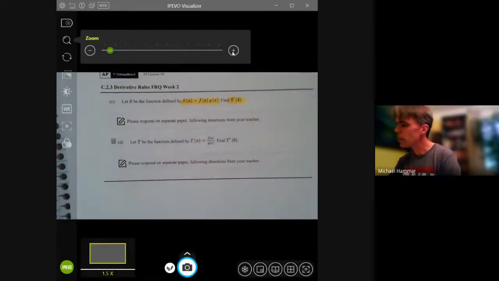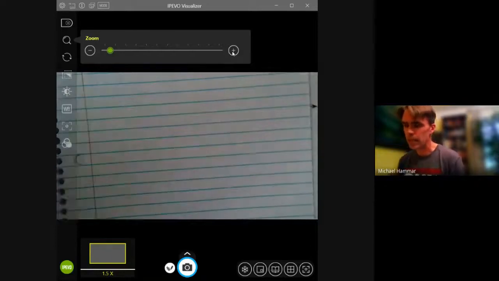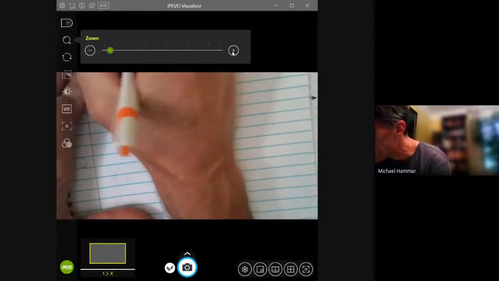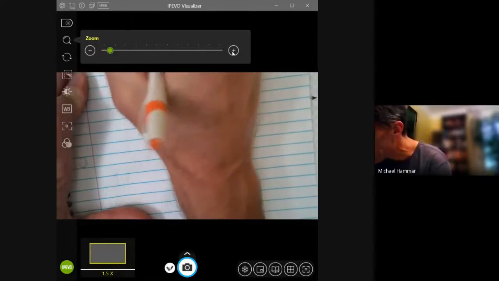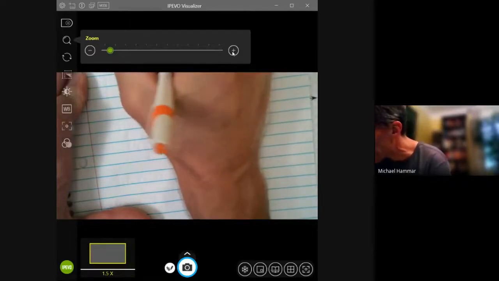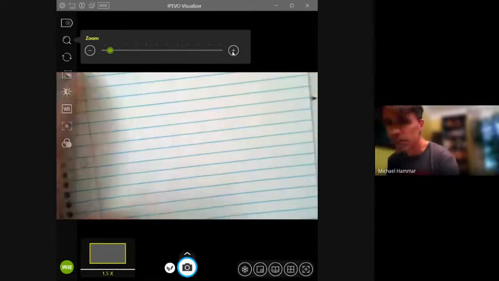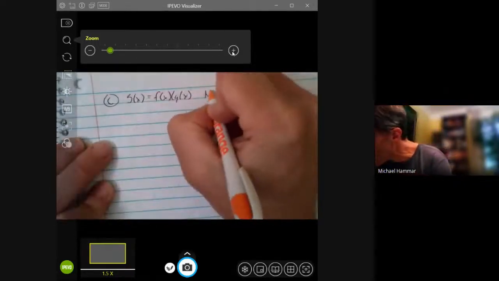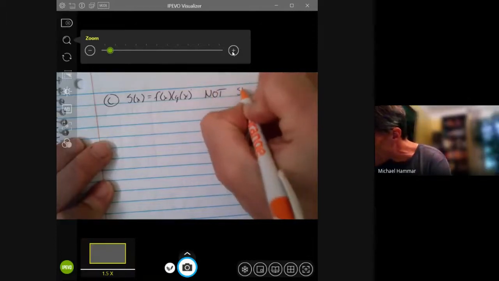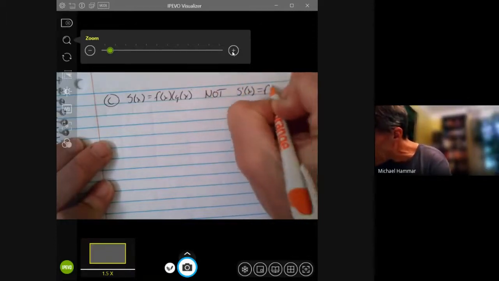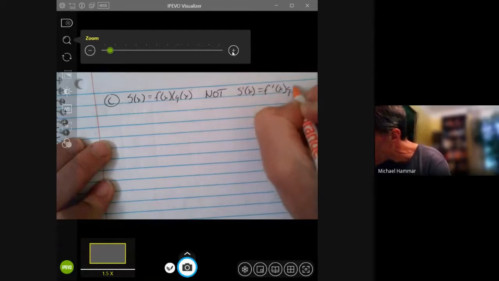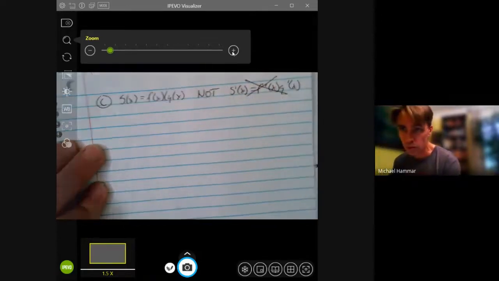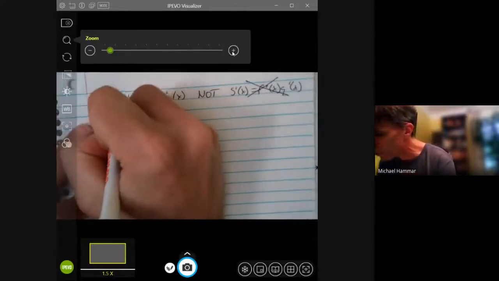Now, you need to remember something. This is not what you do: S of x equals f prime of x times g prime of x. This is our function, and this is a no. Do not do S prime of x is f prime of x times g prime of x. This is a no, because we have a rule for this.